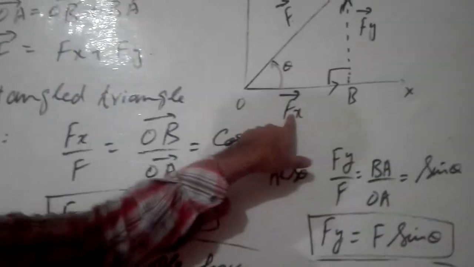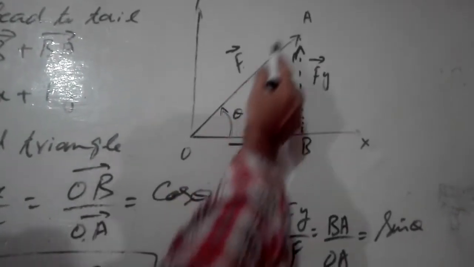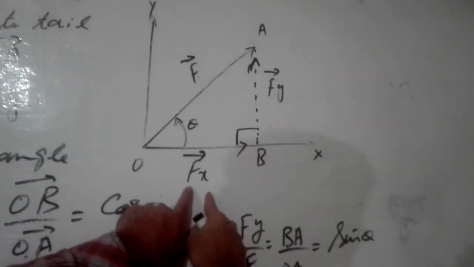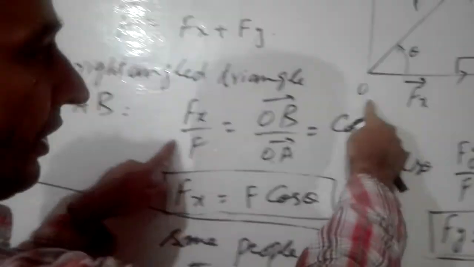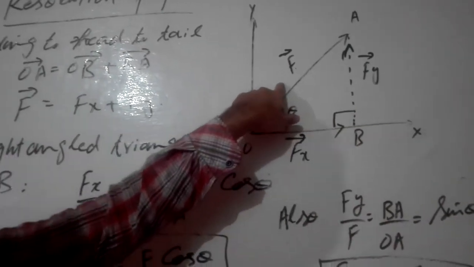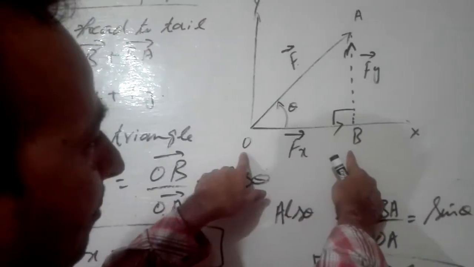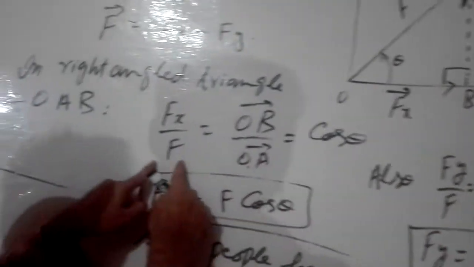Now we have to find the values of Fx and Fy. Consider this right angle triangle. I think you have studied some properties of the right angle triangle. As it is a right angle triangle, we can write the ratio of force Fx with the resultant force F. In right angle triangle OAB, Fx over F. Fx is basically the base of this triangle, and OA is the hypotenuse. OB is the base, OA is the hypotenuse. So base over hypotenuse, Fx over F.